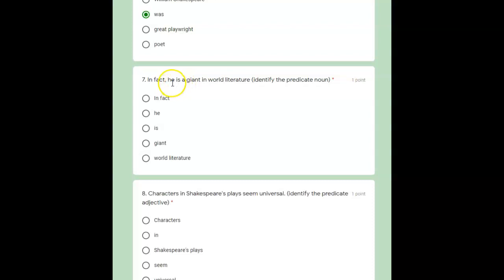So he is what? What word on the right side of the verb means the same as he? Giant, world, or literature would make sense. Well, he's not world literature. He's a giant. So he and giant mean the same thing. Giant is our predicate noun.